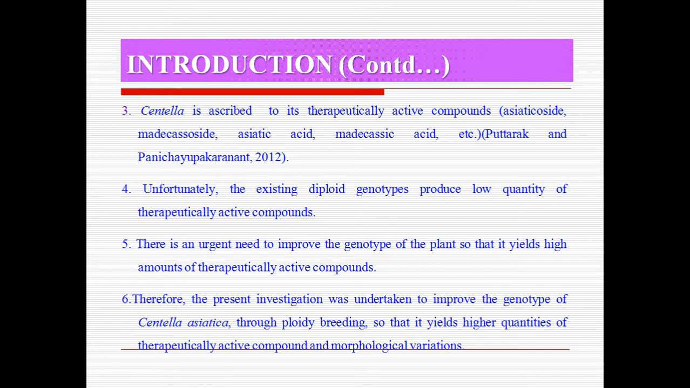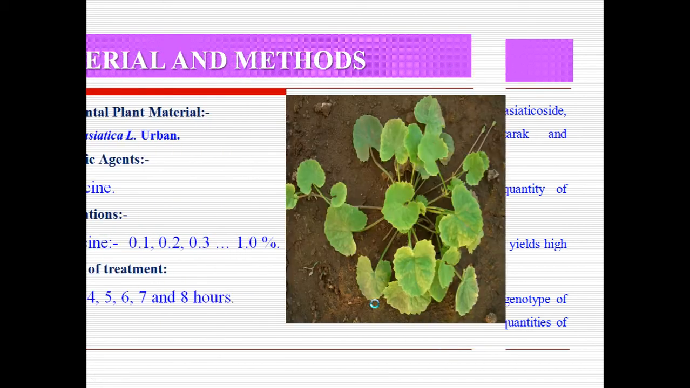There is an urgent need to improve the genotype of the plant so that it yields a high amount of therapeutically active compounds. Therefore, the present investigation was undertaken to improve the genotype of Centella asiatica through ploidy breeding so that it yields a higher quantity of therapeutically active compounds and shows morphological variations.